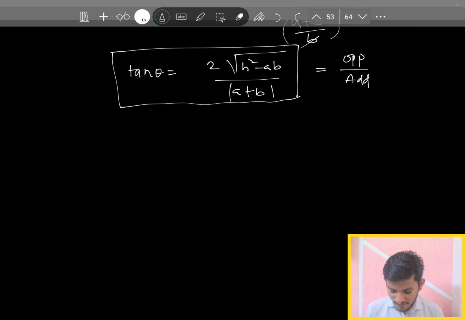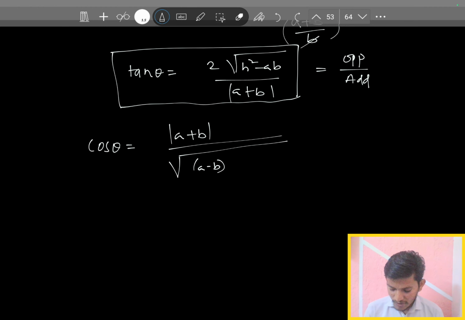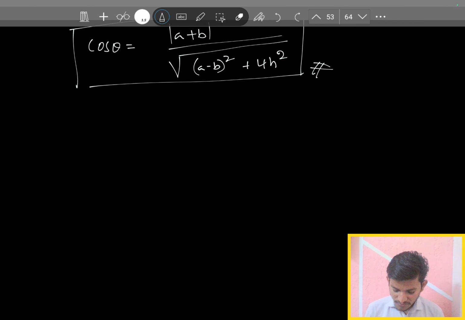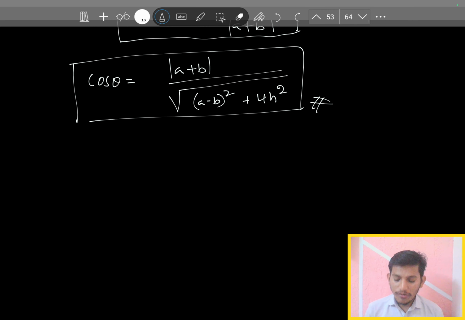On the similar way you can write cos theta as modulus of a plus b, divided by root over a minus b whole square plus 4 into h square. This is what we need to prove, that is, cos theta equals modulus of a plus b divided by root over a minus b whole square plus 4h square.